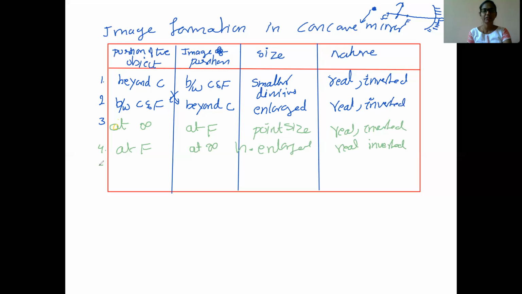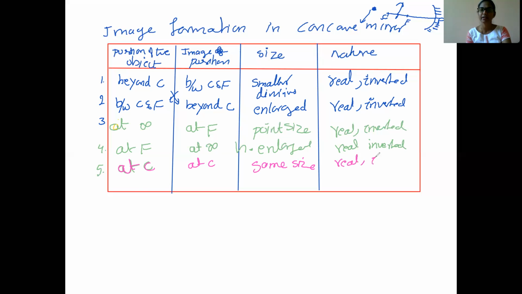And the last condition is when you place the object at C. When you place the object at C, the image will also form at C only. So it is the same size. It will form at the same size, and what will be the nature?